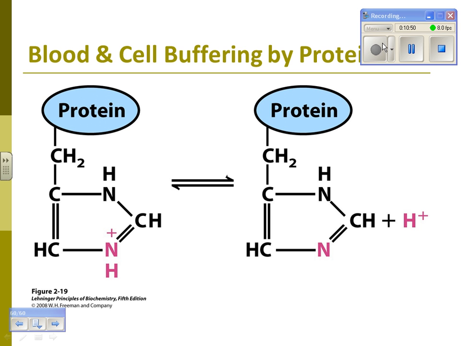And this is leading into the next unit, but also know that proteins are very good at buffering both blood and cells. And that's all for Unit 2.